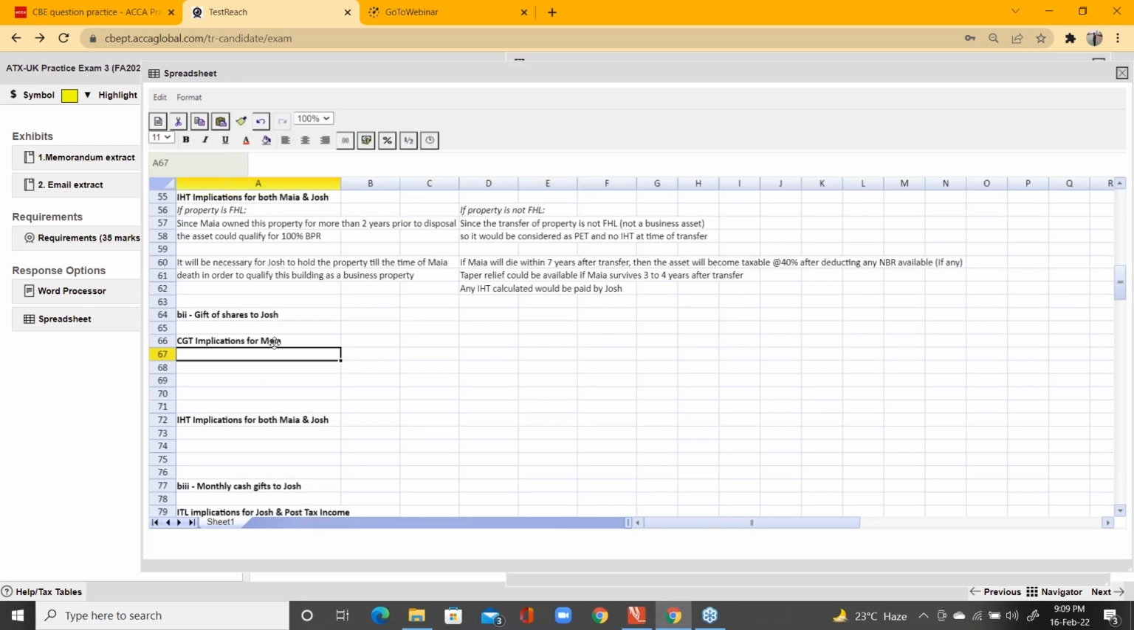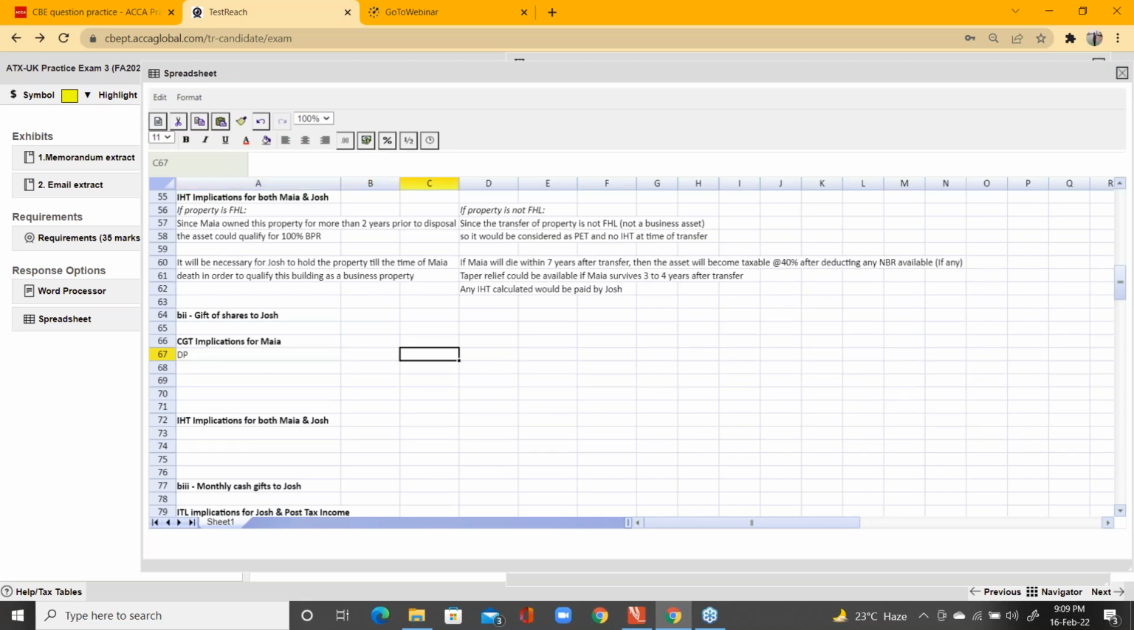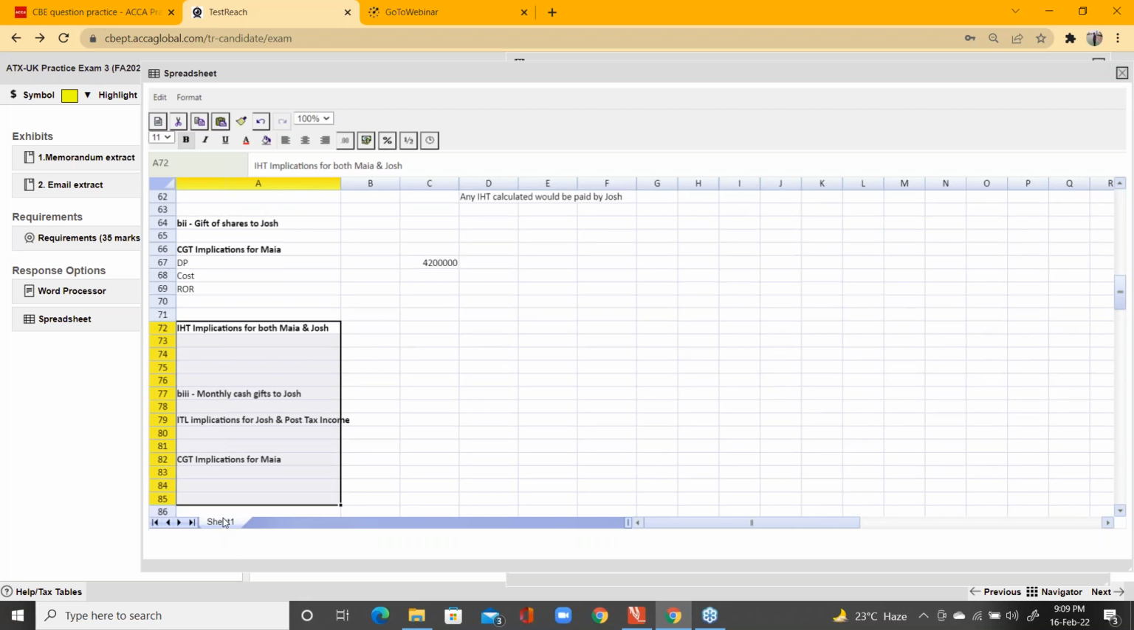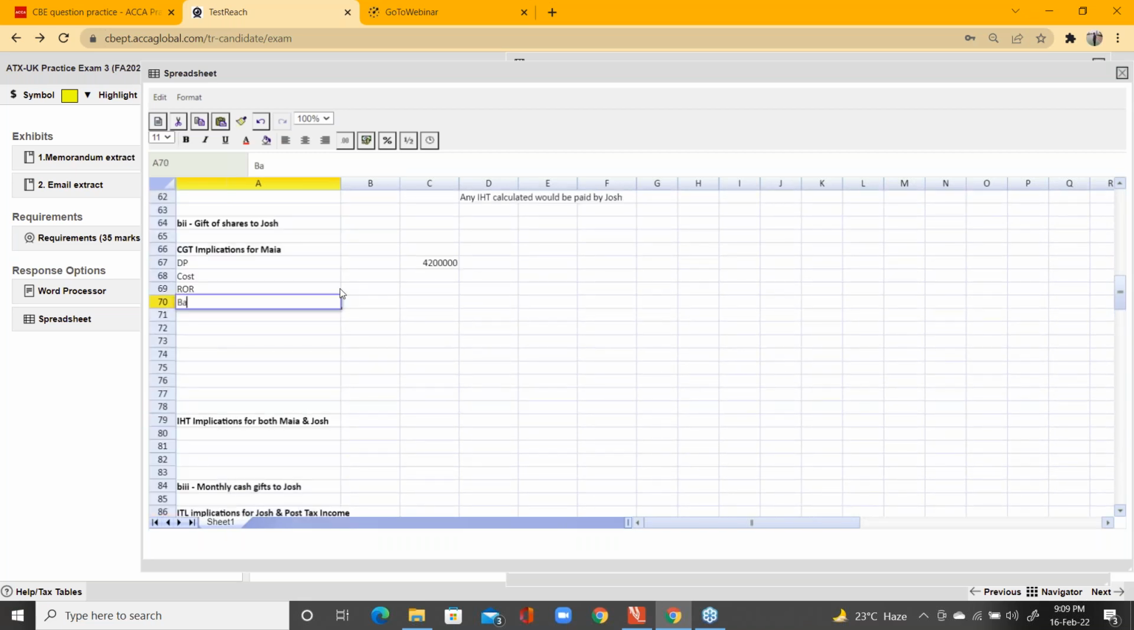Now let's talk about CGT implications for Maya. Disposal proceeds would be recorded, and disposal proceeds with a connected person are always recorded at market value, which is 20,000 as given in the scenario. Then the base cost will be calculated, and this base cost will be deducted from the disposal proceeds, and after that the gains will be covered by gift relief but to the extent of the business portion. Then chargeable gains.